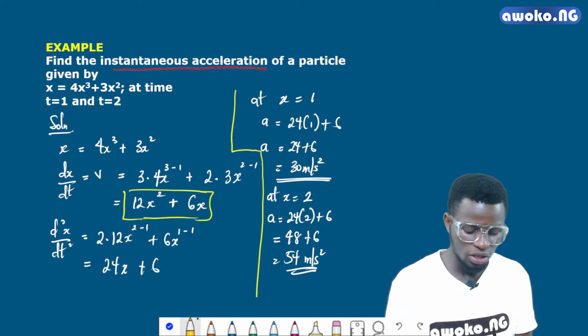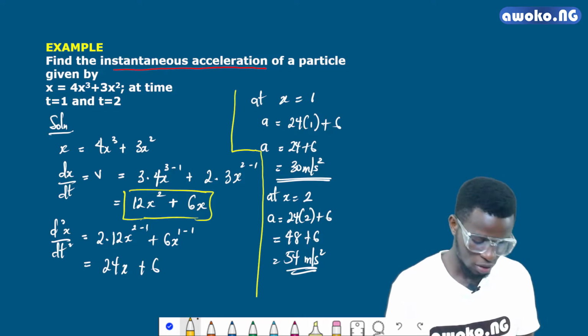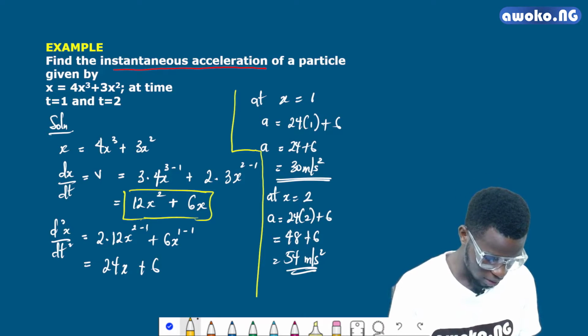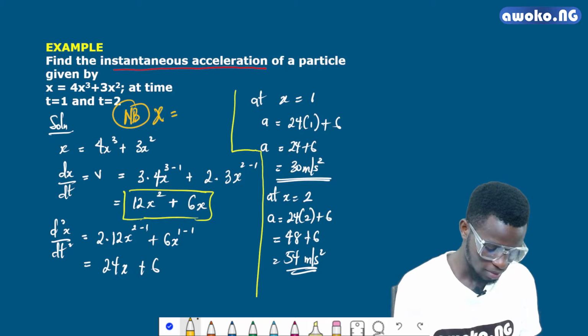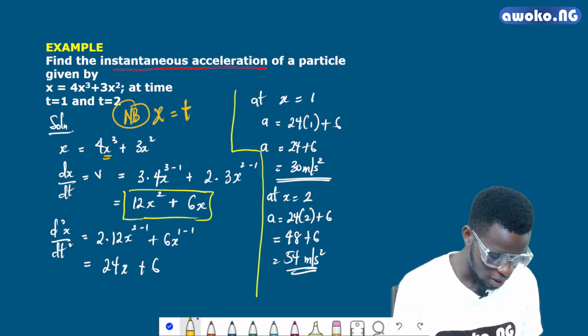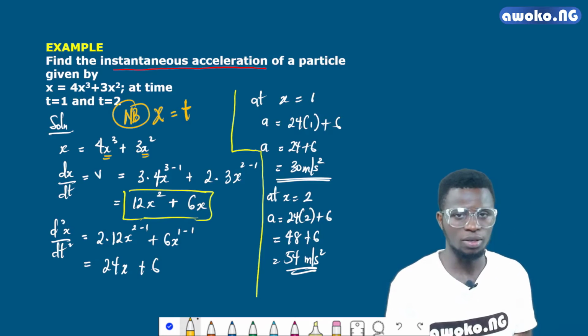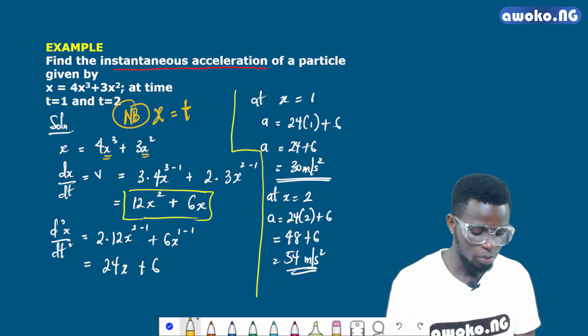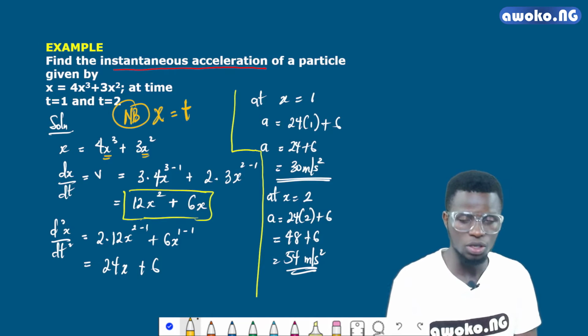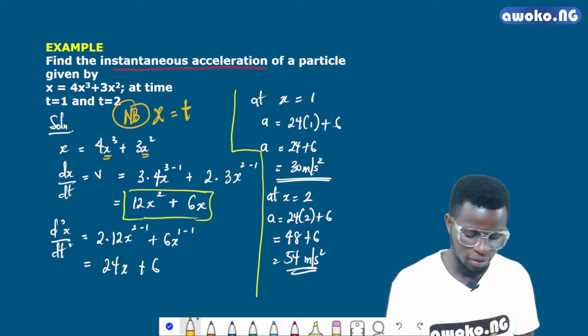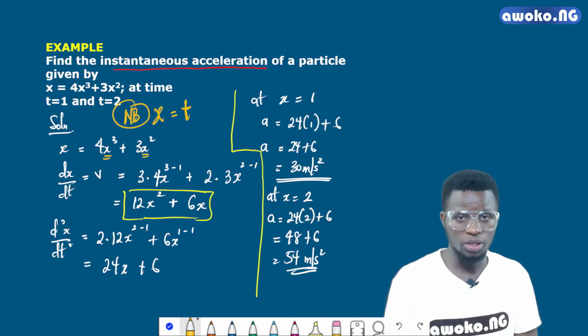Why? When we change the value of t, take note, let me even write it down somewhere. Note, x is equal to t. So wherever you see x, you replace it by t, and you put t equals 1 into it, and then we have what we have on the screen here.